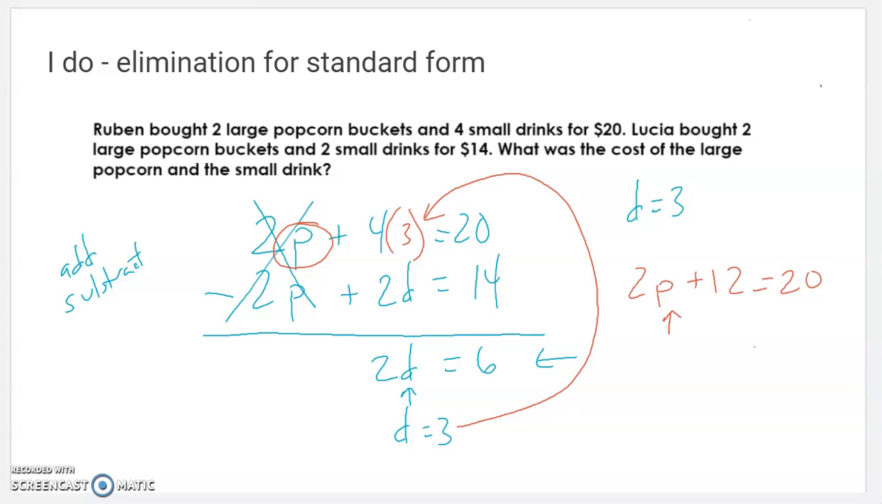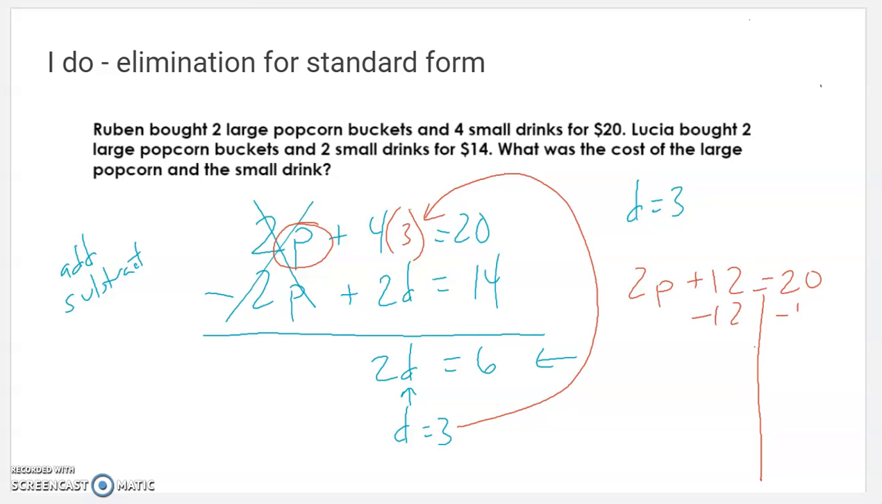I actually could use common sense right now and say, okay, I need this to be 8, which means p has to be 4. 2 times 4 is 8, plus 12 is 20. But if you couldn't do it by common sense, you can still solve it. You don't even have to be able to. Once there's one variable, we have algebra skills to solve that equation.